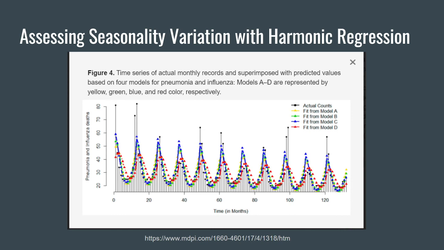The models A to D you can see on this slide are all variants of parametric Poisson models, which are called harmonic regression models. These harmonic models are based on sine and cosine basis functions.